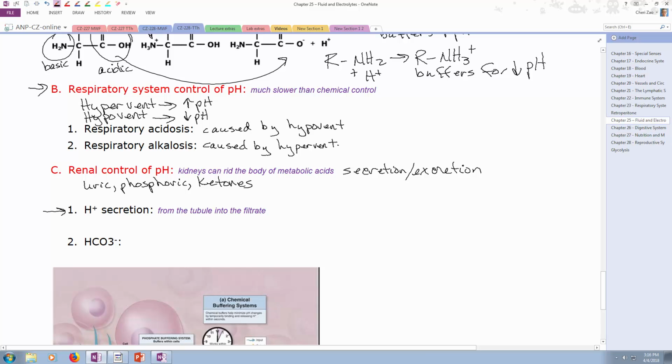So down here in our notes, hydrogen ion secretion will come from within the tubule cells itself. The protons got into the tubule cells from the bloodstream and interstitial fluid, and now we will secrete it and move that into the filtrate. When we secrete protons into the filtrate, that will raise blood pH. And whenever we put protons into the filtrate and therefore urine, we need to buffer this.